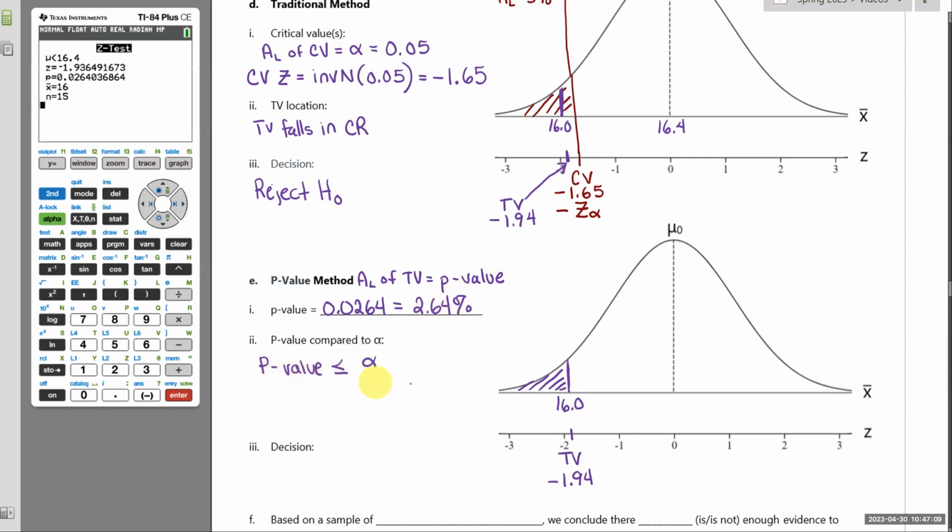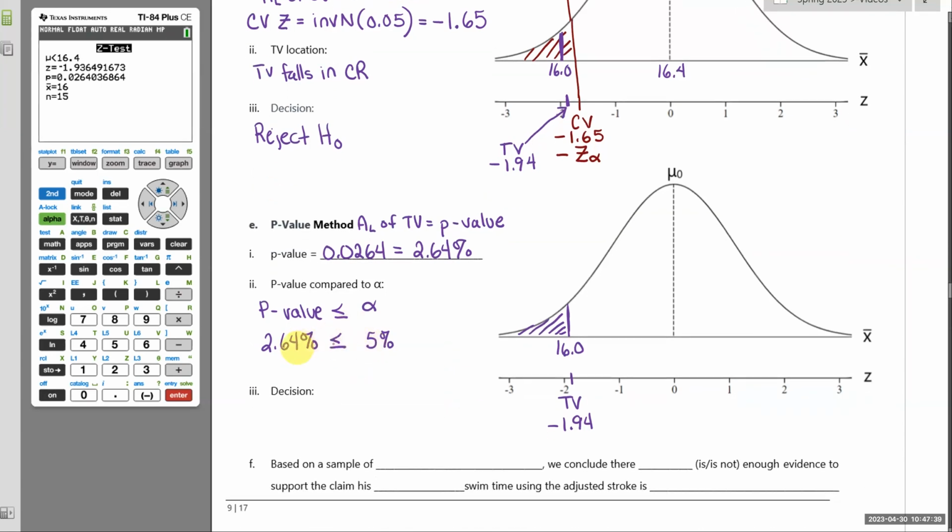Then I'm going to confirm that my visual was right. So if p is 2.64% and alpha was 5%, my numerical values match my visual. That is smaller than that. Again, it is technically less for sure, but we just say less than or equal to. And the little rhyme is that when your p-value is low, you let the null go. So when our p-value is lower than alpha, we let the null go. So the decision again: we reject H naught.